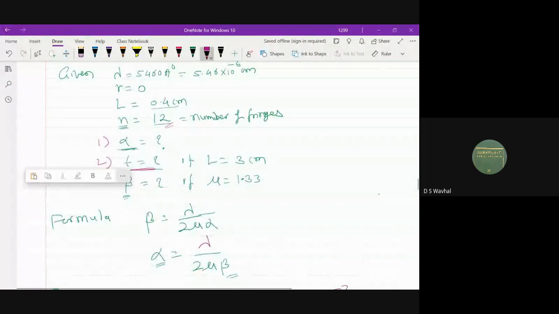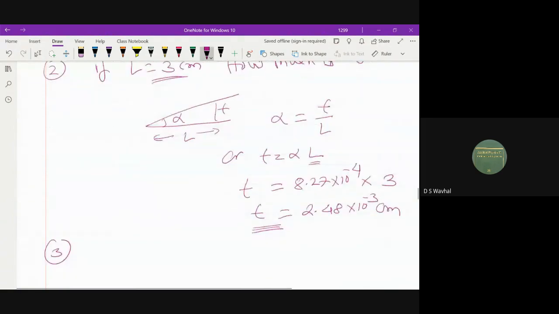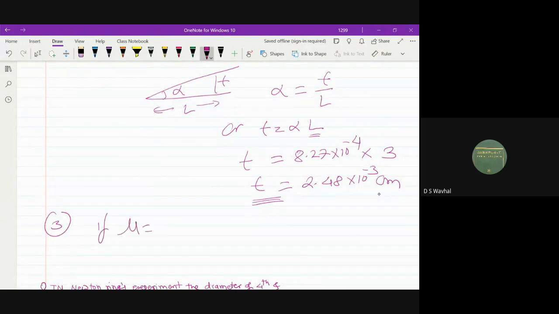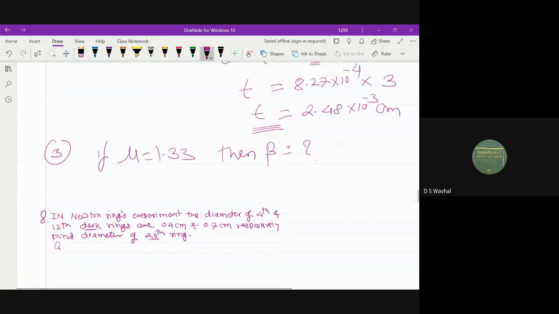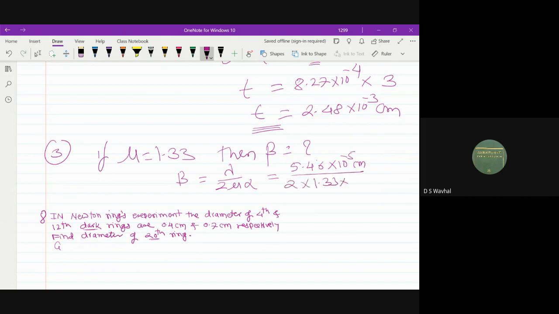we have to find beta if mu is 1.33. So third thing is, if mu equals 1.33, then beta equals how much? So we know that beta equals lambda upon 2 mu alpha. Lambda is known, 5.46 into 10 to the power minus 5 centimeter divided by 2. Mu is 1.33 and alpha is 8.27 into 10 to power minus 4. And after simplification, we get 0.025 centimeter. That is beta.